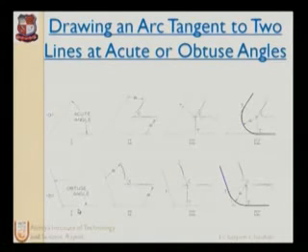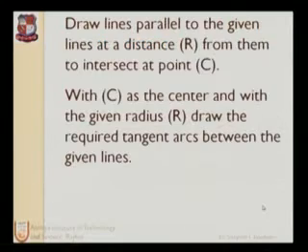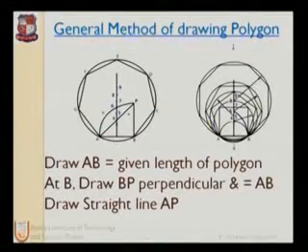So on the very first step we have to draw the obtuse angle. On the second step we have to take a suitable radius, and from that arc, the C, we have to create another arc which should be tangent to both lines. So here are the steps which we have seen, and the next method is drawing a polygon.